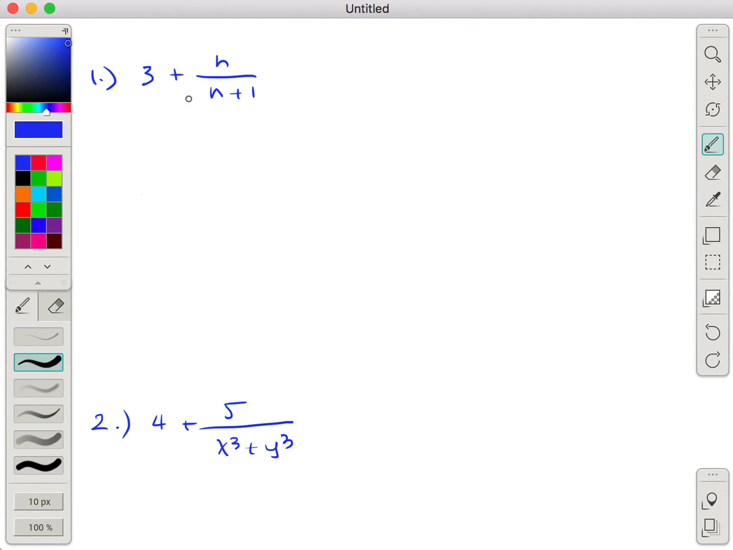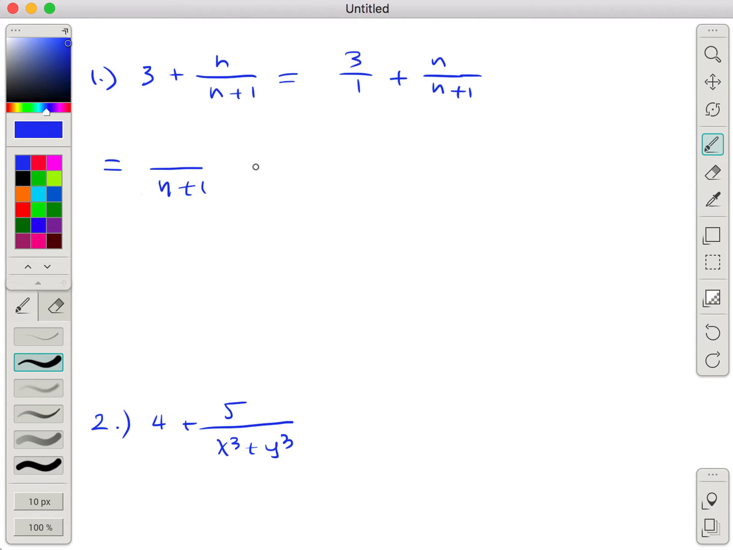Yung number 1, we have 3 plus n over n plus 1. So, ano ang sabi natin pag whole number? Mas maganda na lagyan natin ng over 1. Pag whole number. So, plus n over n plus 1. Now, meron tayong denominators na 1 saka n plus 1, meaning we have to get the LCD ng dalawang expressions na yan. Pero yung 1, hindi naman siya nakaka-apekto, so ang ating denominator ay n plus 1.